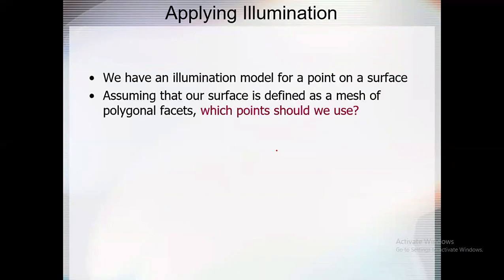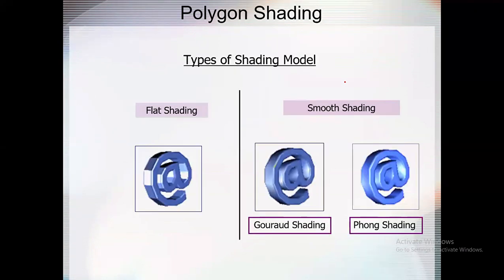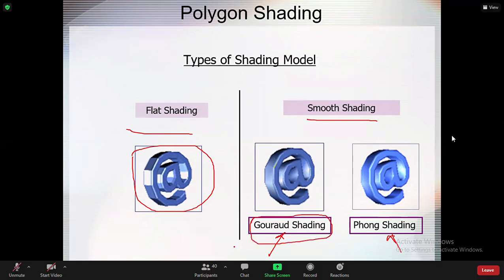There are three kinds of shade. So we have an illumination model for a point on a surface, as we know that our surface is defined as a mesh of polygon faces. And you already know what mesh means. We have discussed mesh in chapter 10. So this is flat shading. You can see that one. And this is smooth shading with Gouraud and Phong shading. OpenGL uses this one, Gouraud shading. The Gouraud shading technique is what OpenGL uses. So you can see the difference between all the shading techniques, right?